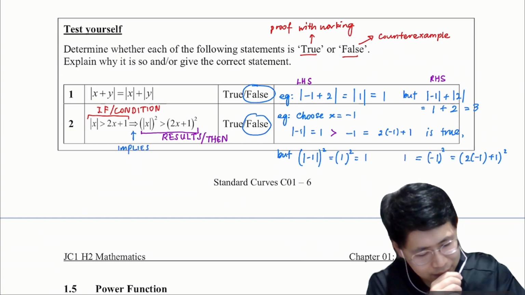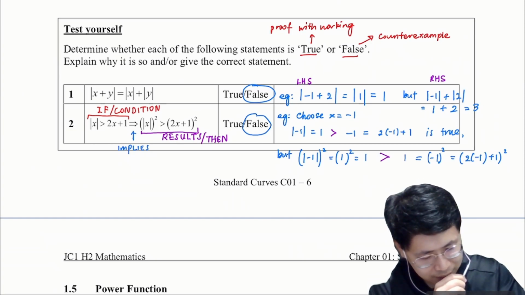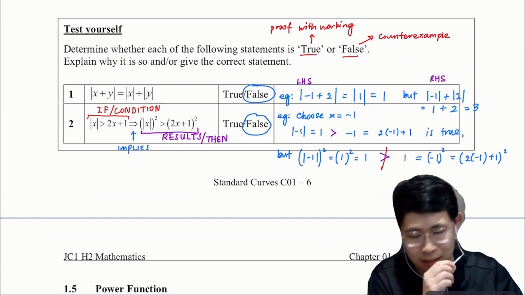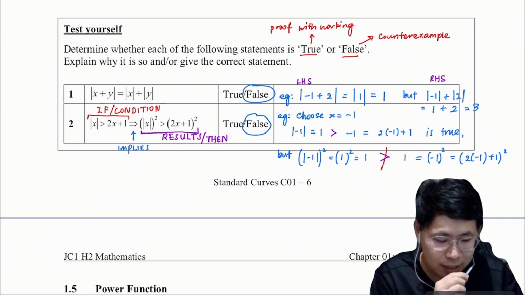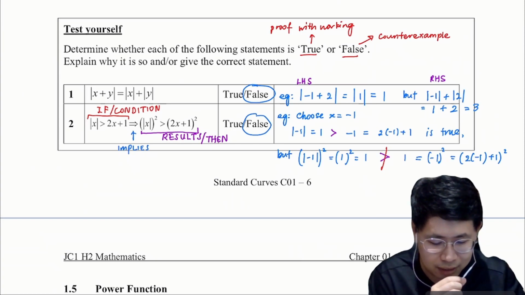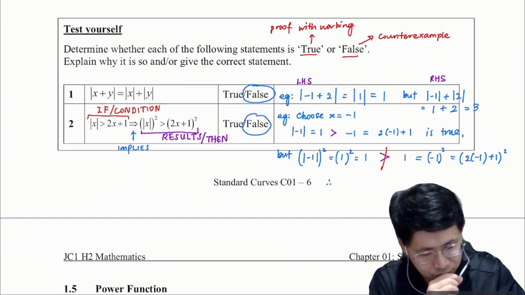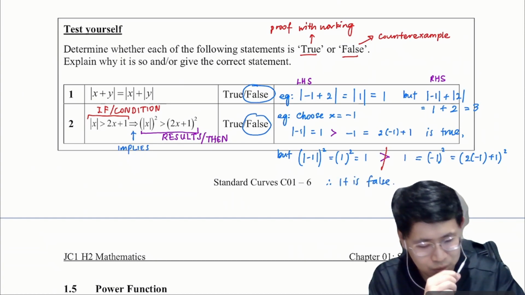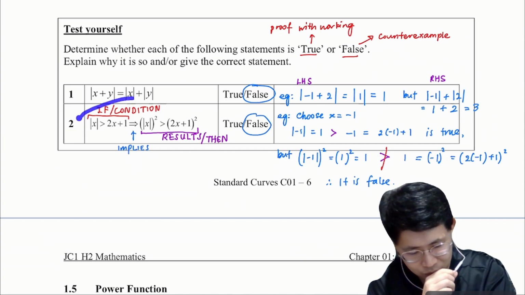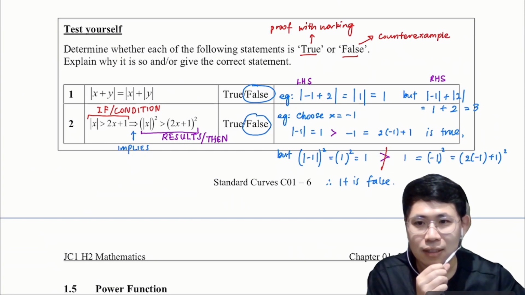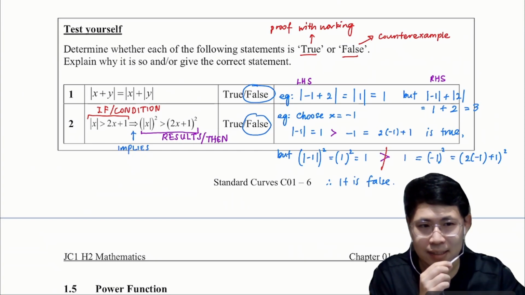But the thing is, the left hand side is not greater than the right hand side. It's actually in fact equal, so it's not greater than. So technically speaking, this sentence is false. So this whole sentence now becomes false. Okay, so this is how we tackle Test Yourself in page 6.